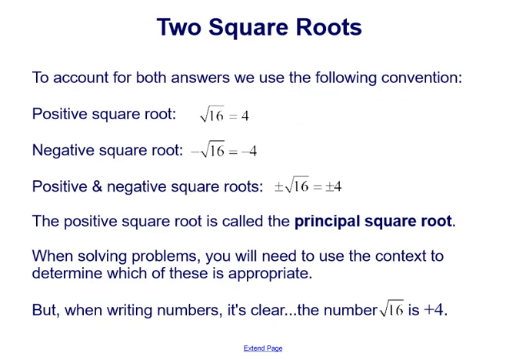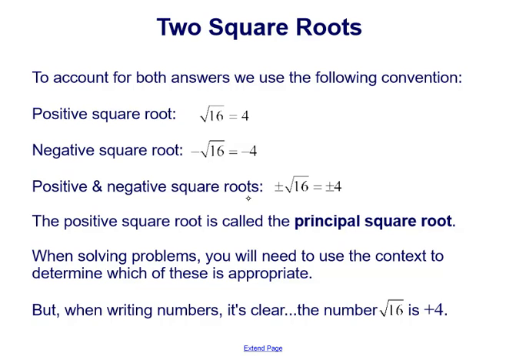To account for both possible answers, we will use the following convention. The positive square root will just be that radical symbol with nothing on the outside of it. So for example, when we say radical 16, the square root of 16, we're referring to the positive root, so that would be 4. If we want the negative square root, we put a negative sign outside of the radical symbol. So when we say negative square root of 16, that indicates the negative square root, so that would be negative 4.